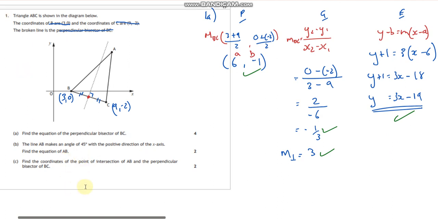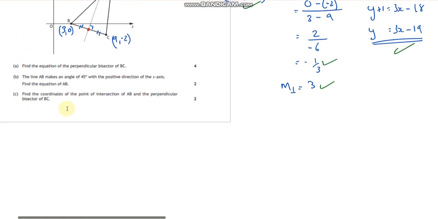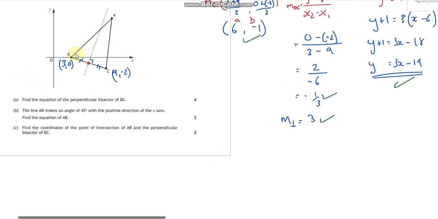Let's have a look now at part 2. Line AB makes a 45 degree angle with the positive direction of the x-axis. Find the equation of line AB. Oh, so that's our line here. There you go. So they've drawn it in quite handily. Okay. So they're saying that this is at 45 degrees. What's the equation of the line?